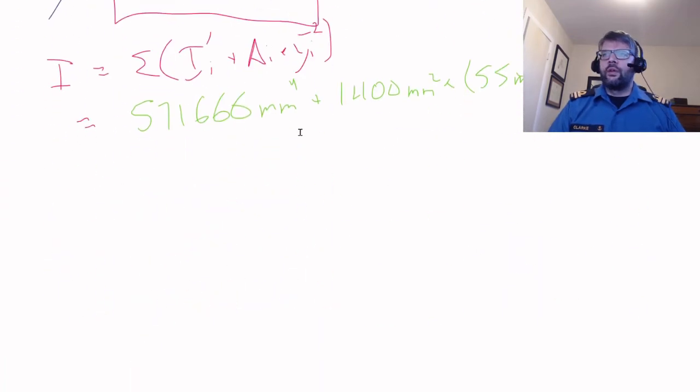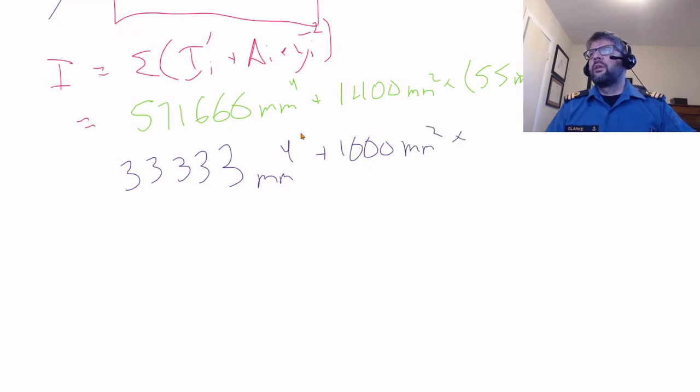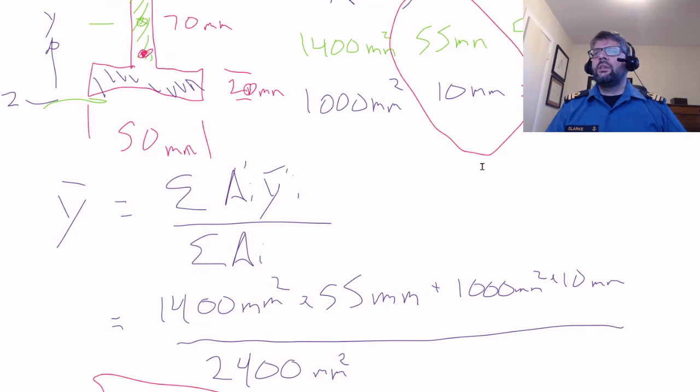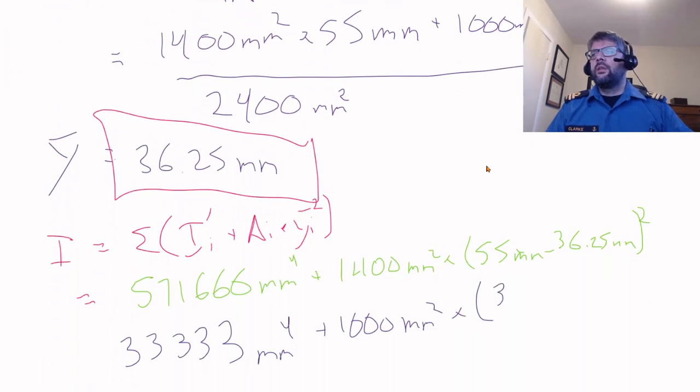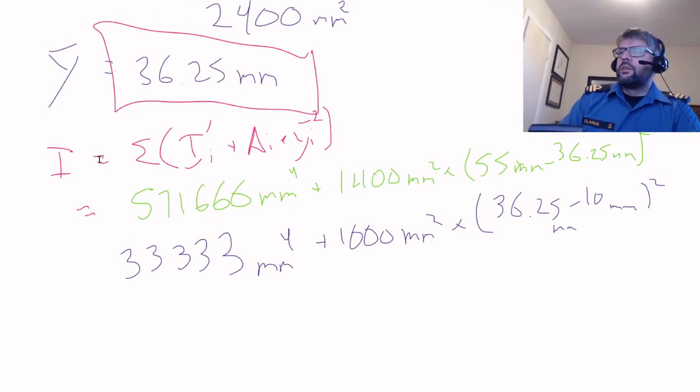So for the other one, 33,333 plus 1,000 millimeters squared times 36.25 minus 10 millimeters, squared. So let's see here.